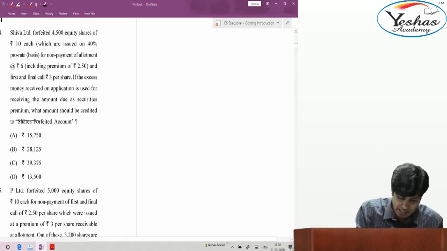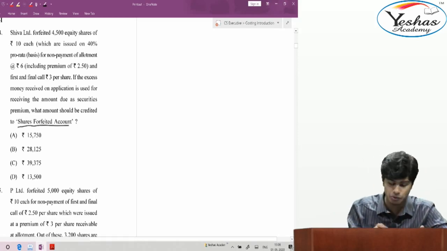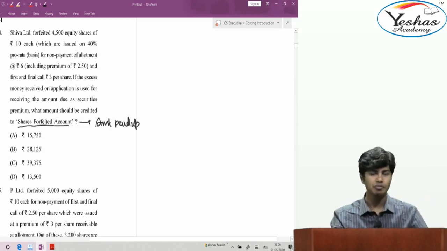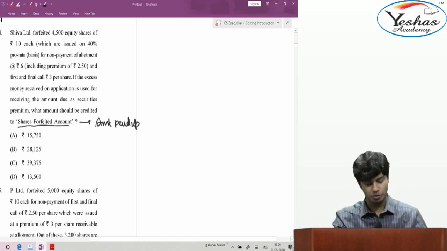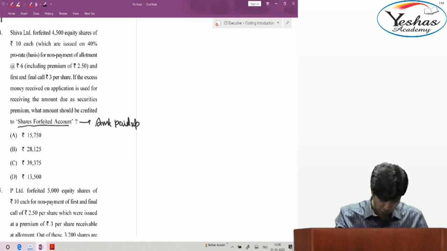Here what they are asking is the amount to be transferred to share forfeiture. So what is the amount that is supposed to be transferred to share forfeiture? That is the amount paid up. With respect to those shares which are forfeited, we check how much money was previously collected. That money, whatever is collected, will be transferred to share forfeiture account. Let's get started. Let's start reading.